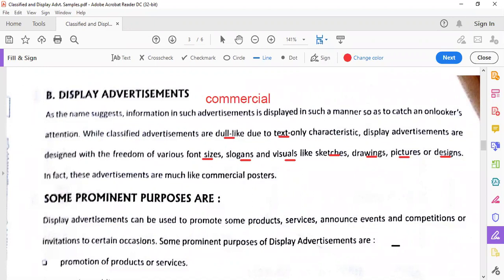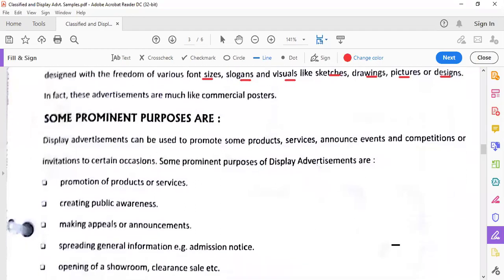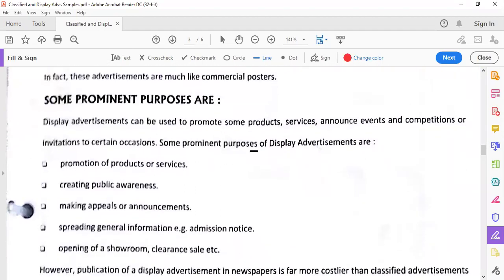Some important or prominent purposes are why this display ad is given. Display advertisements can be used to promote some products, services, announce events and competitions or invitations to certain occasions. If you want to give an invitation for a particular occasion, organize a competition, organize an event, or you want to give some services, or promote the sale of some product, for that these types of display advertisements are given.